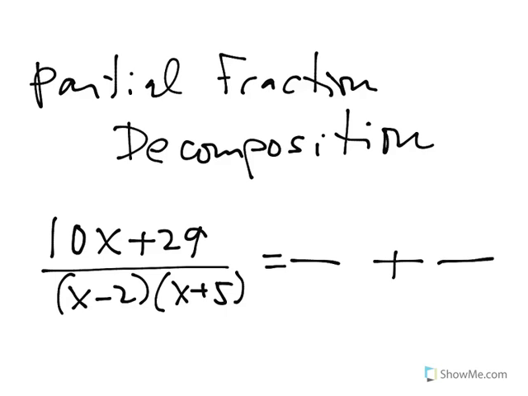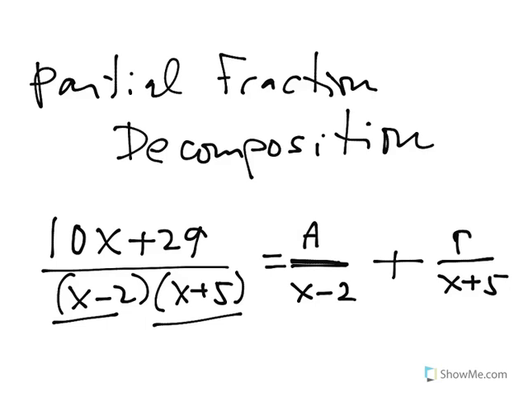If you think about it, for these fractions to have a common denominator of x minus 2 times x plus 5, it's reasonable to think that separately one has the denominator x minus 2 and the other x plus 5. And partial fraction decomposition is when we figure out what the numerators would have to be so that the sum of these two fractions becomes 10x plus 29 over x minus 2 times x plus 5.